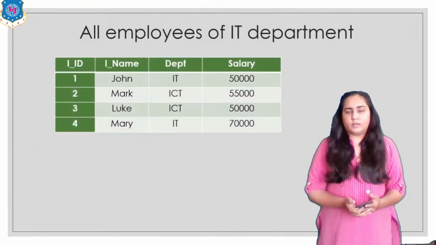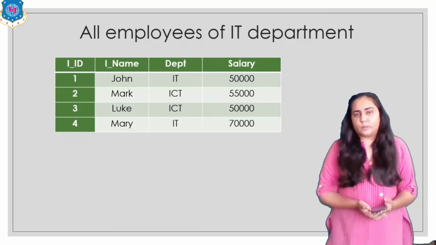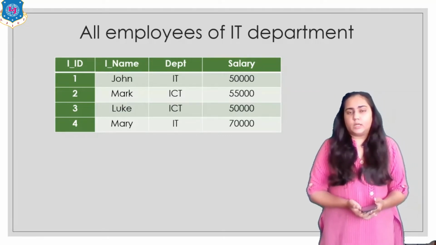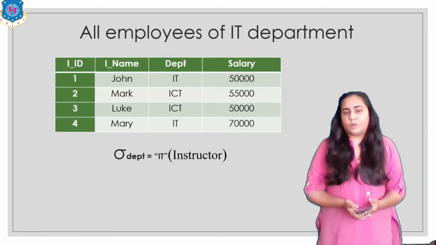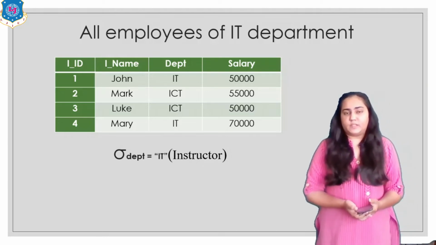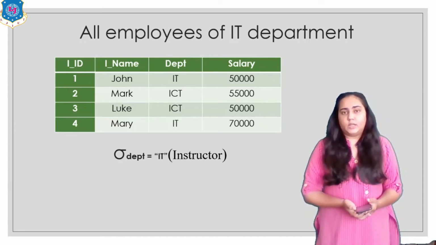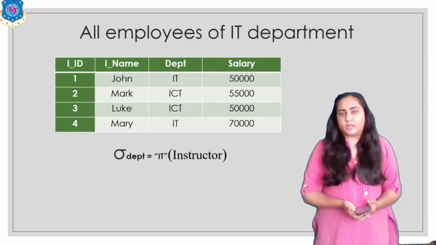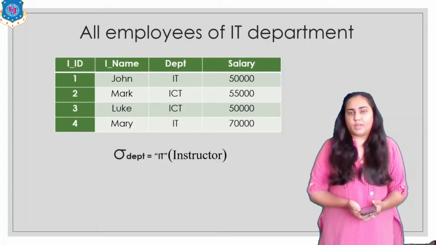Now you can see this is my instructor table, and I want to get all the employees who are working in the IT department. I want to fetch those by using a query. I can write my query in a very simple manner. I just need to mention sigma, which is the symbol of select. Then I mention dept, which is the column on which I want to apply the condition, and the condition is that they should be in the IT department. So I write dept equal to IT, and then in brackets, I pass the table, which is instructor.